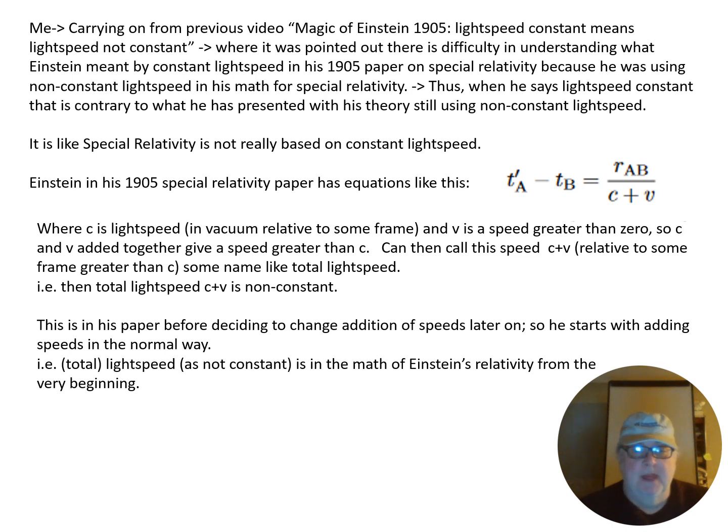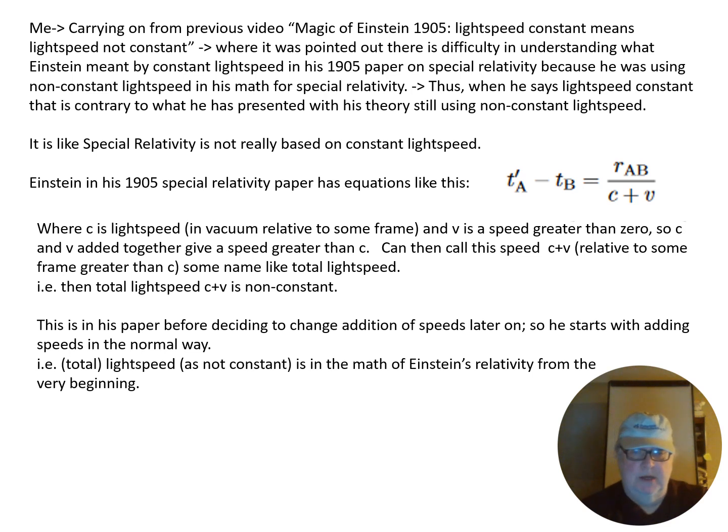It was pointed out there is difficulty in understanding what Einstein meant by constant light speed in his 1905 paper on special relativity, because he was using non-constant light speed in his mathematics for special relativity. Thus, when he says light speed constant, that is contrary to what he presented with his theory, still using non-constant light speed. It is like special relativity is not really based on constant light speed.